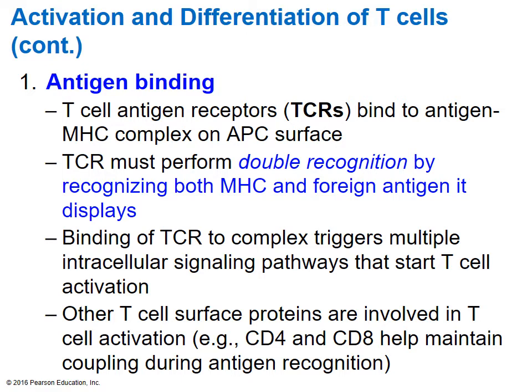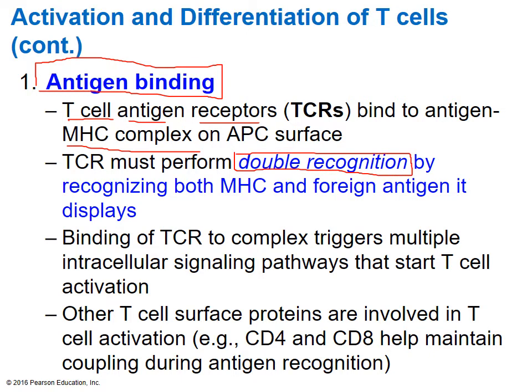So what exactly is involved with our first step of activation, which is the antigen binding? Well, let's see what the PowerPoint tells us. It says you have these T cell antigen receptors which have to bind to the MHC complex on your antigen presenting cells. And when they interact, we're looking for a double recognition. The double recognition basically means that your naive T cell has to both recognize the MHC complex, so it has to recognize the protein, and it also has to interact with the foreign antigen.